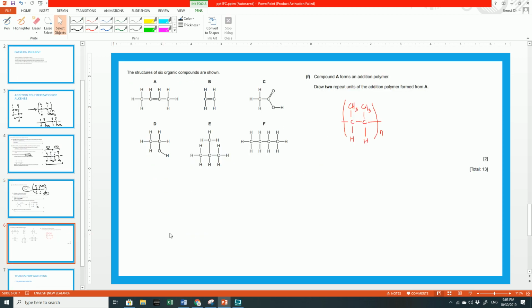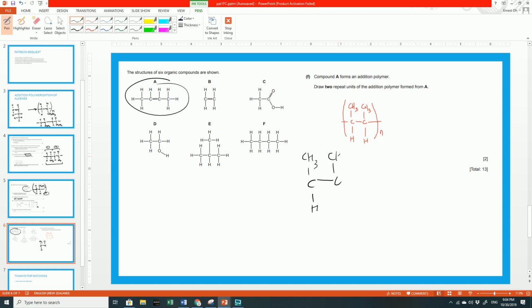And let's just take a look at one last question here. They give you six of these different organic compounds, and they just ask you to draw two repeating units of the addition polymer formed from A. Here I've already converted it into the form of which it is a polymer, but they specifically ask you to draw two repeating units. So again, all you have to do is just draw two of these repeating units.